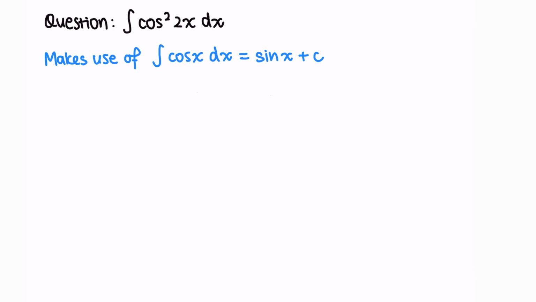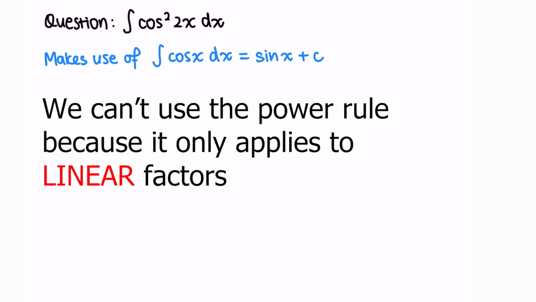Now the next question I want you to look at is the integral of cosine squared 2x with respect to x. So we know that the derivative of sine x is just cosine x. So in the same vein, the integral of cosine x is just equal to sine x, again with the plus c. So how are we going to solve this? We don't know how to integrate cosine squared 2x. There's no rule for that.